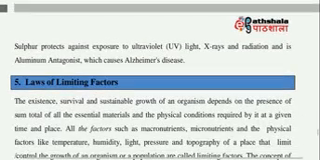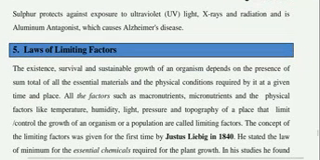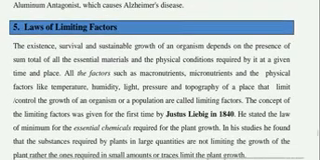Next comes laws of limiting factors. The existence, survival and the sustainable growth of an organism depends on the presence of the total of all the essential materials and physical conditions required by it at the given time and space. Macronutrients, micronutrients and physical factors like temperature, humidity, light, pressure and topography of place that limit or control the growth of an organism or population are called limiting factors.